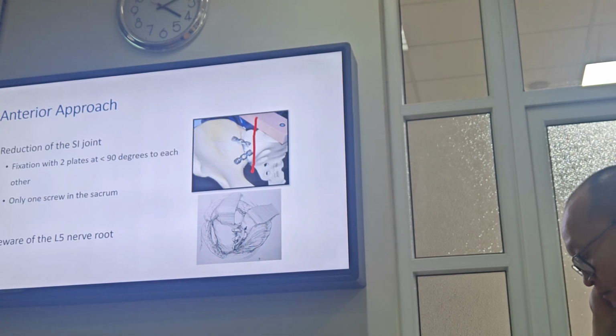On this sacrum, only one screw goes. You cannot go right up to here. If you go here, that red line which I am showing, that's your L5 nerve root, which controls your ankle.